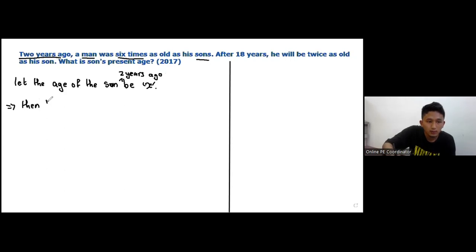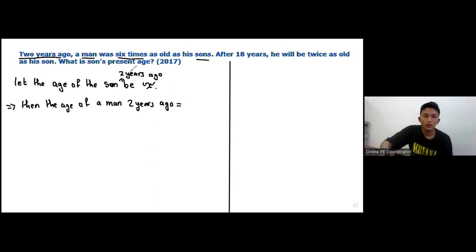Then the age of the man 2 years ago, 2 years ago he was 6 times as old as his son. If the son is x, then the age of the man will be 6 times as old as his son. So now 2 years ago, the son's age is x and the man's age is 6x. But the question is asking us to find the son's present age. How are you going to do that?